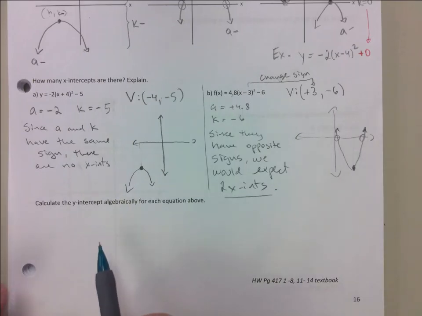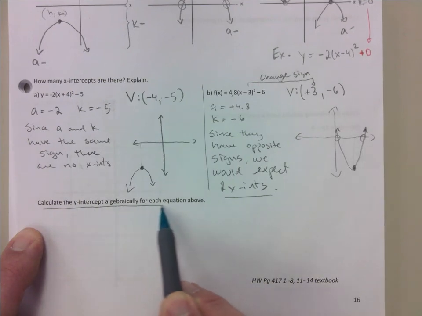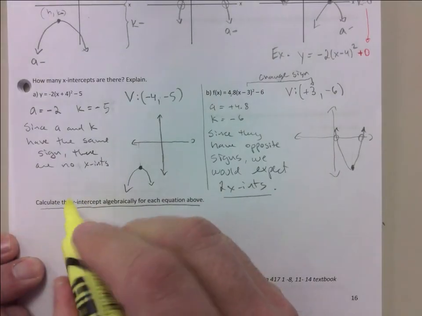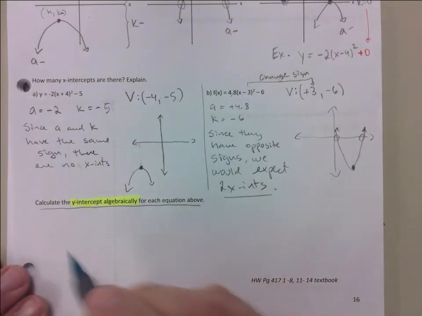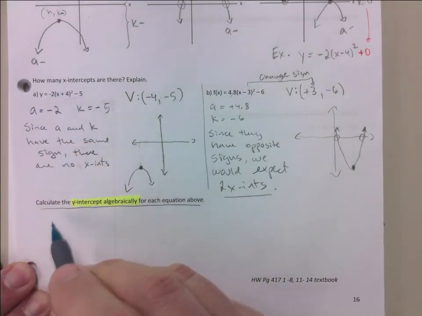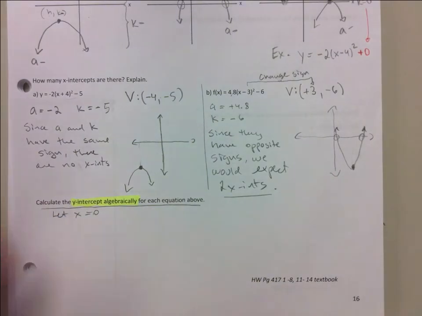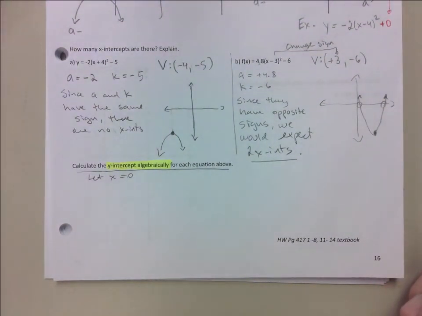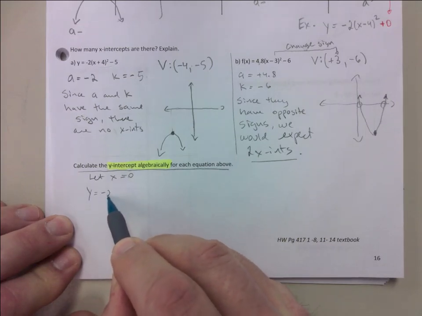Time is running out here. I still would expect you to know how to do this. Calculate the y-intercept algebraically. What does that mean? It means by hand. You need to show me how you did that. So for this one, right, we let x equal to 0. We let x equal to 0, and that's it. And then you just solve for y. So here, we would go y is equal to -2.